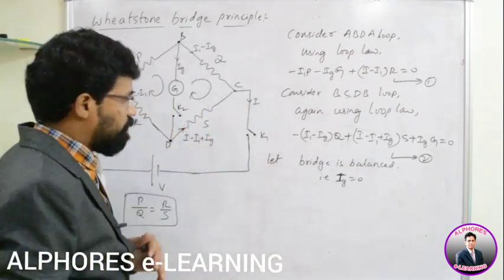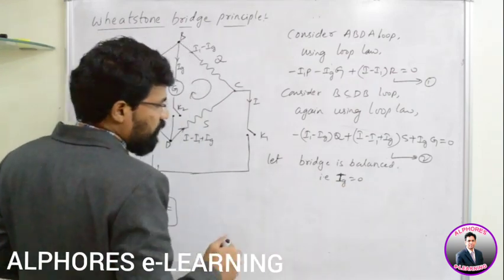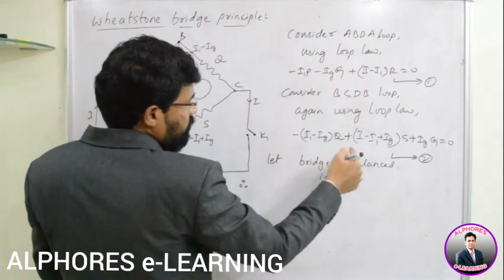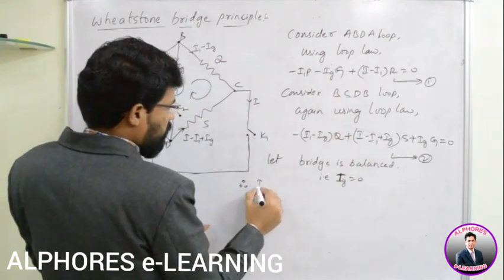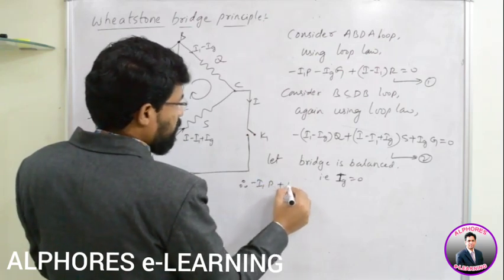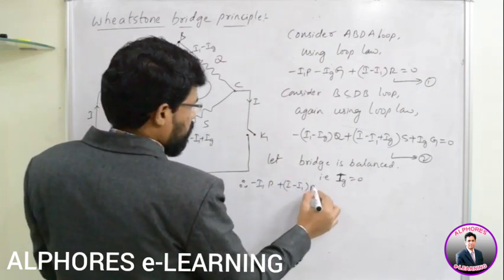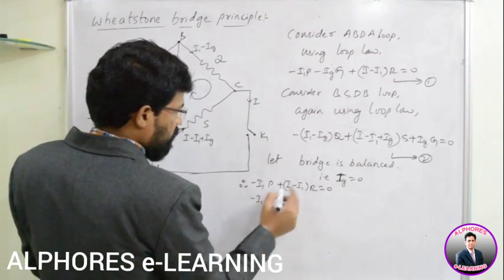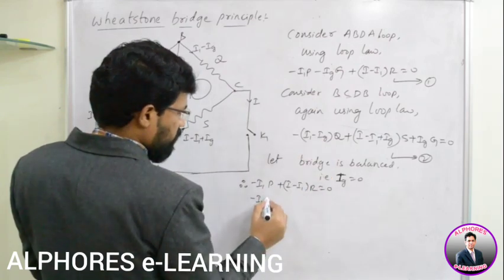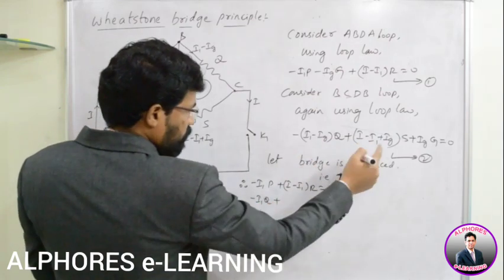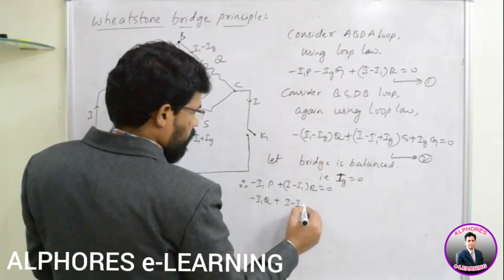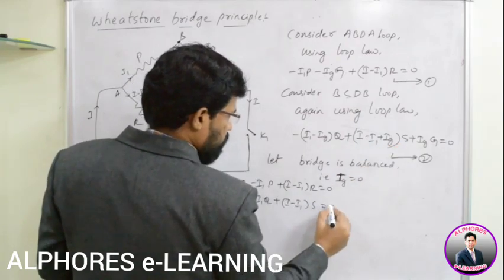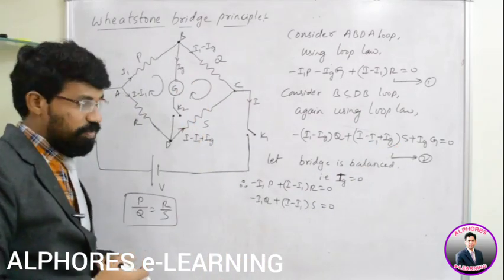Okay, so I'll assume that the bridge is balanced. If the bridge is balanced, IC is 0. Therefore, these 2 equations will change. IC I will replace with 0 here, here also I will replace with 0. Then what you will have? I1P minus I1P plus I minus I1 into R equal to 0. And here minus I1, this IC is 0 into Q, plus here what you will have? I minus I1 into S. IC is 0, here IC is 0, isn't it? That's how those 2 equations get modified under this condition.